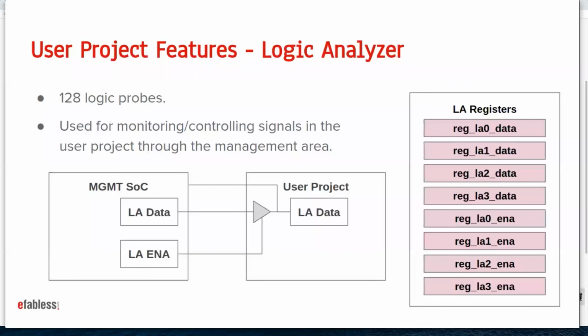The third feature is the logic analyzer. So Caravel has 128 logic probes, which are connected between the management space and the user project area. And these probes can be used for monitoring or controlling signals inside the user project space. And they are also configured by running a firmware on the Pico RV32. And this firmware can write to one of the 4 data registers or the enabled registers, which determine the direction of the logic probe.